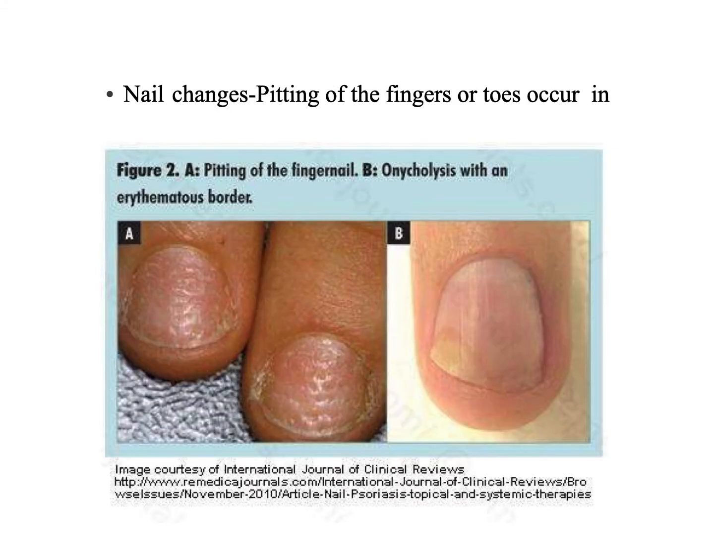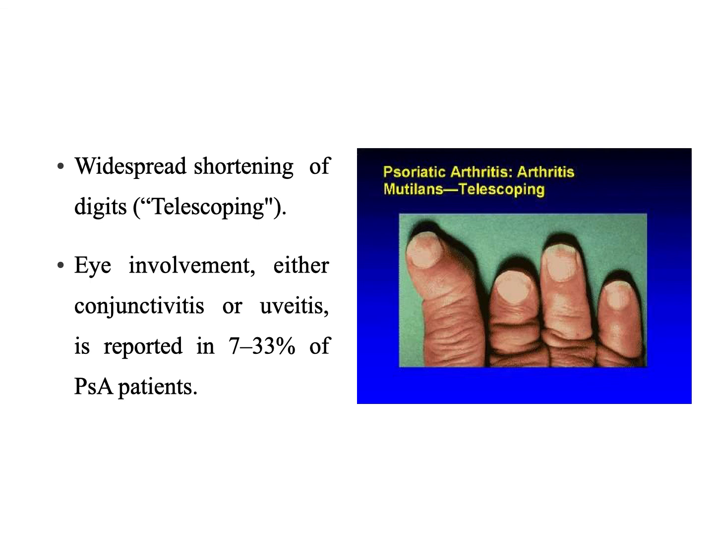Nail changes, pitting of the fingers and toes, occur in psoriatic arthritis. Widespread shortening of the digits, also known as telescoping, is seen. Eye involvement, either conjunctivitis or uveitis, is reported in 7 to 33% of psoriatic cases.